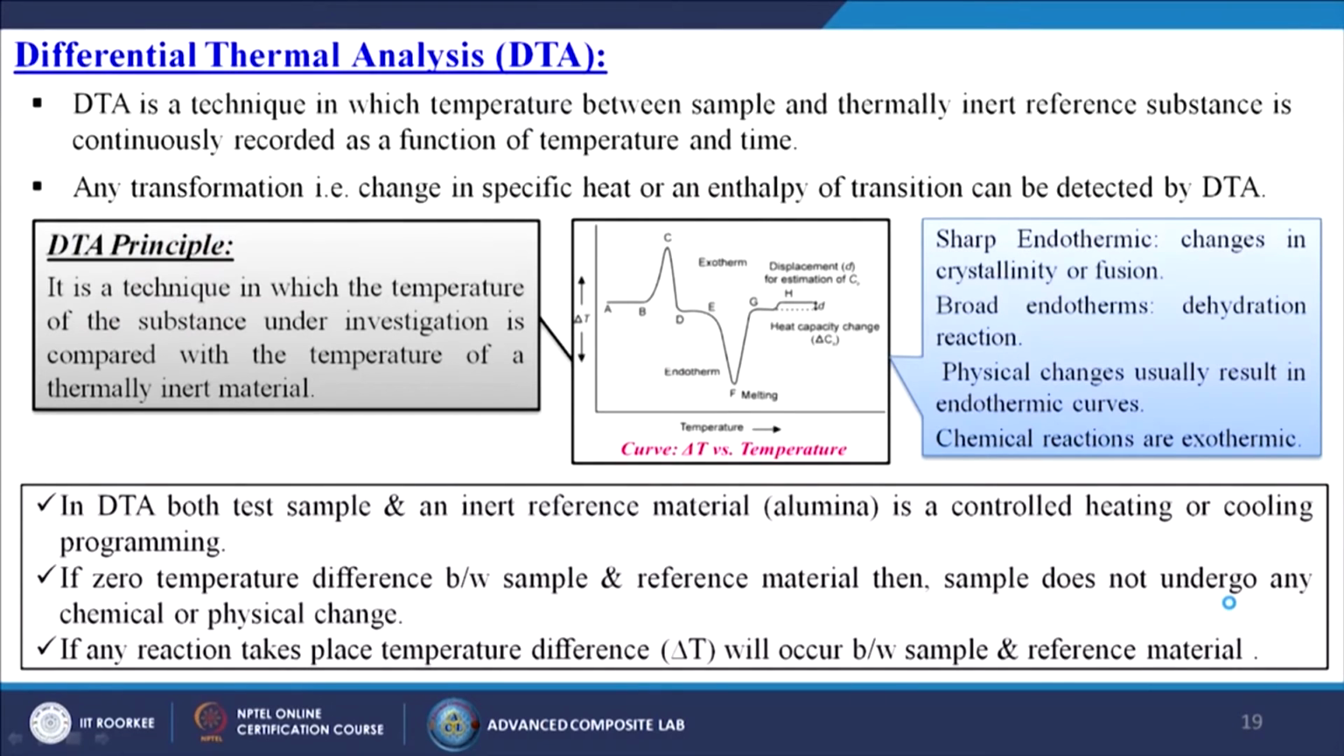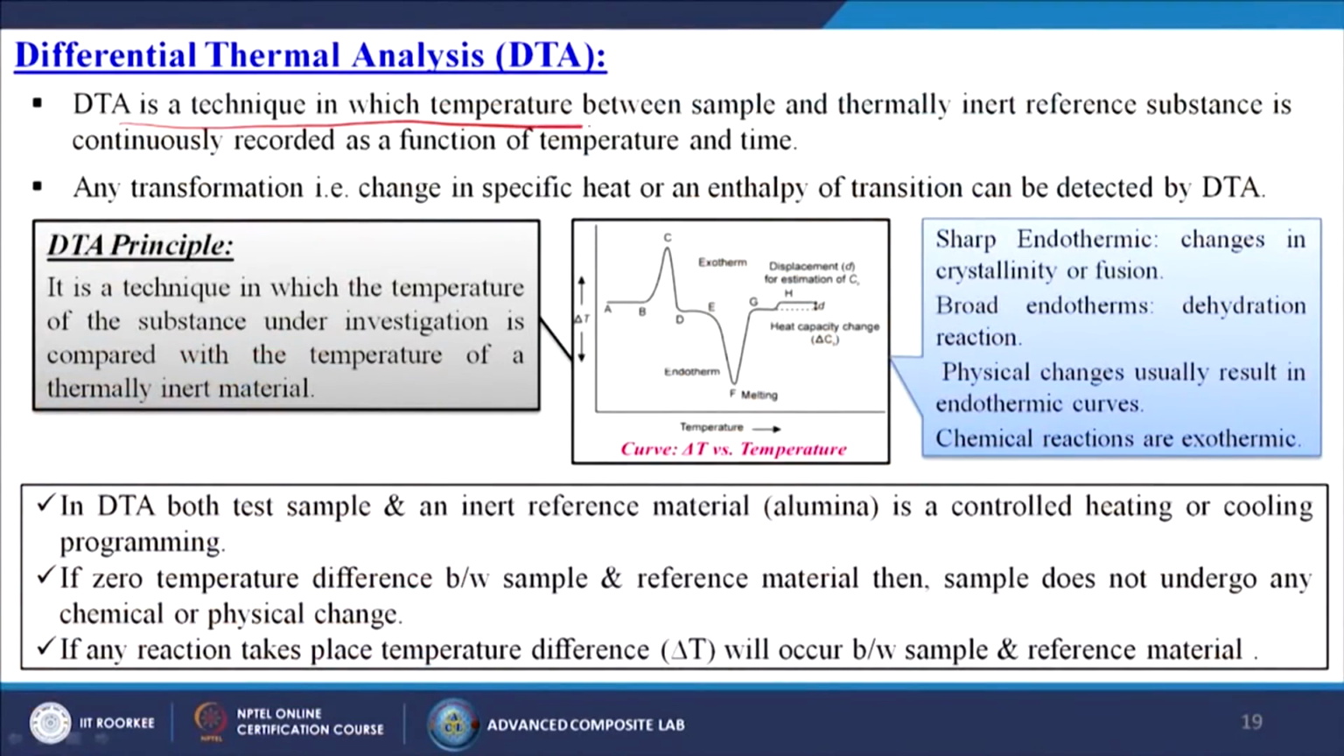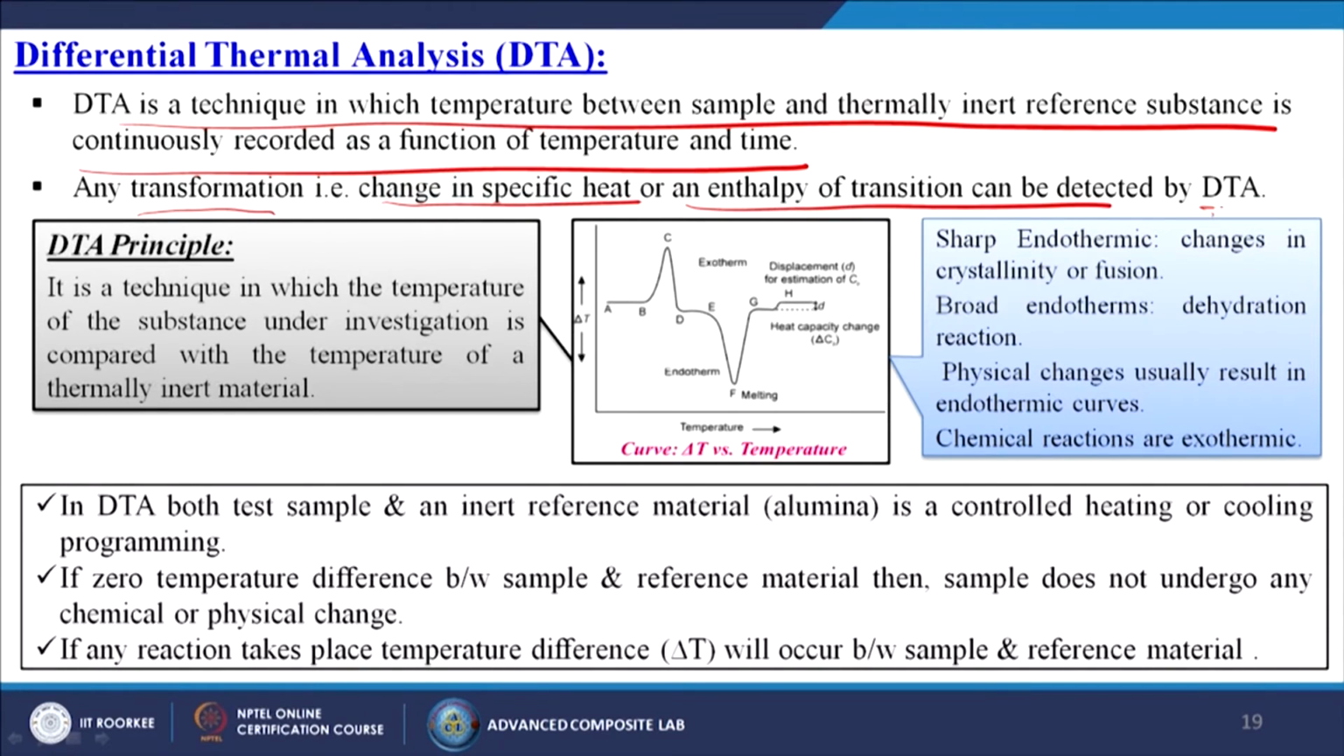Next is differential thermal analysis, or DTA. DTA is a technique in which the temperature difference between the sample and a thermally inert reference substance is continuously recorded as a function of temperature and time. Any transformation, that is a change in specific heat or an enthalpy of transition, can be detected by DTA. What is the DTA principle? It is a technique in which the temperature of the substance under investigation is compared with the temperature of a thermally inert material.